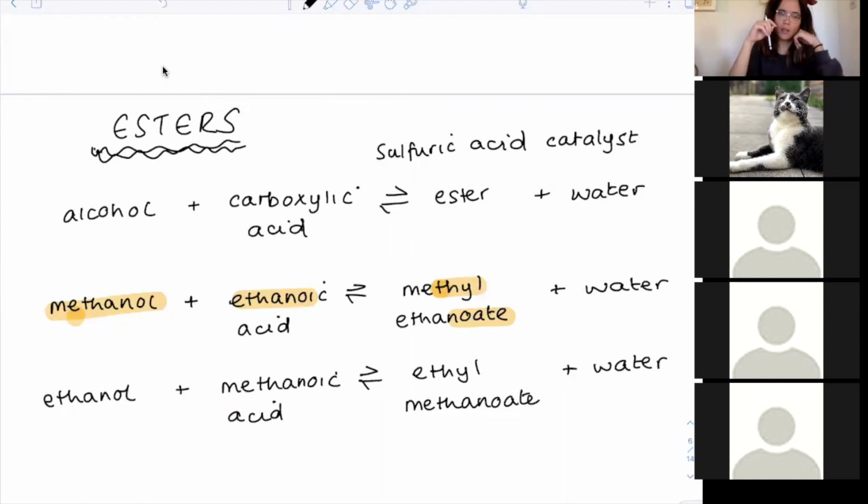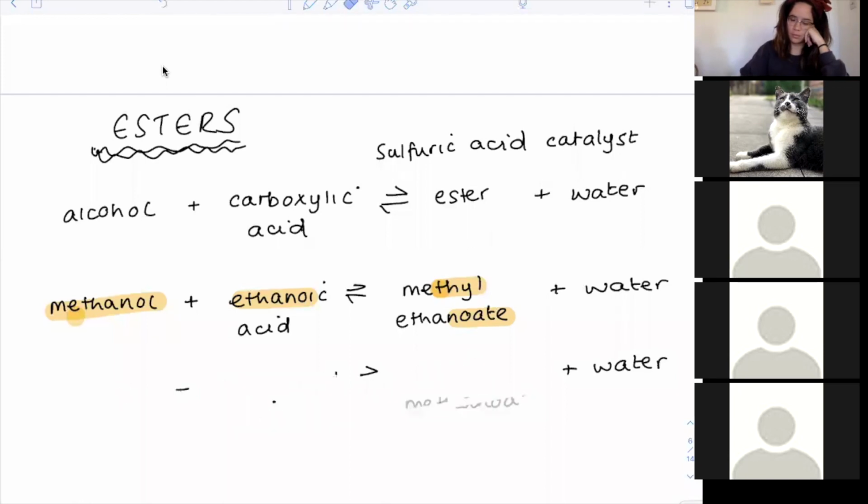But how are we going to draw these things now? So I'm going to get rid of the second example so that we can draw out the first example. Now, hopefully everyone's confident drawing methanol and ethanoic acid. In fact, why don't you all have a go now at drawing both of those out? I want you to draw the displayed formula of methanol and ethanoic acid.